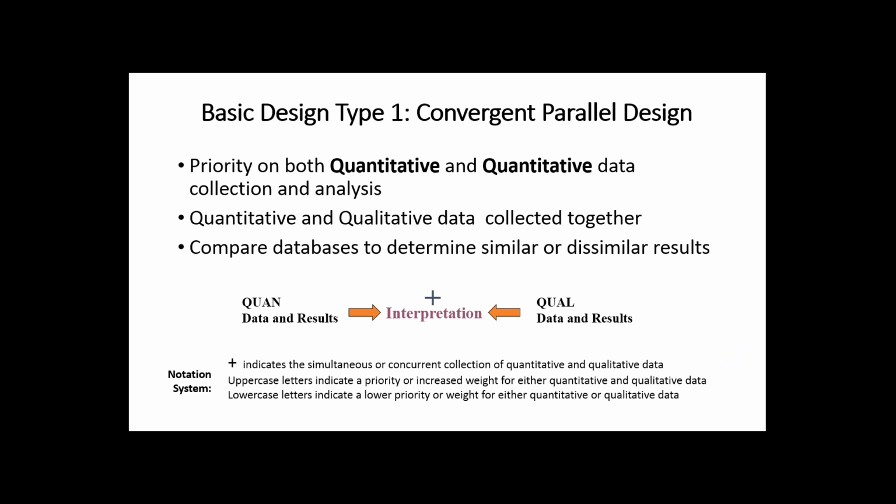Right, so the first design, right, the convergent parallel design. So here, there's equal priority on the quantitative and qualitative data collection and analysis. Right, so both strands of data are collected together. Right, so then the databases are combined, to see if the results are similar or dissimilar. Right, so that's number 1.